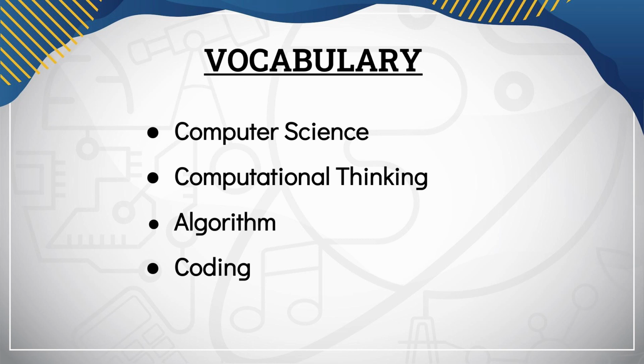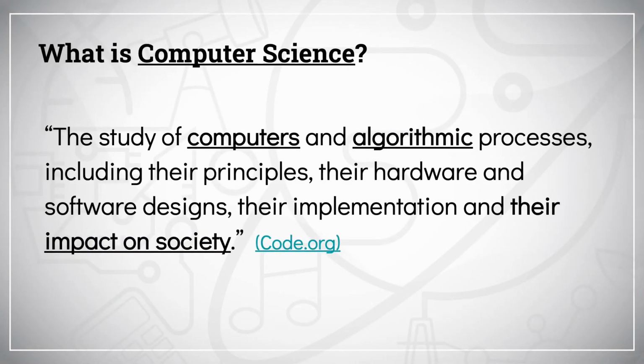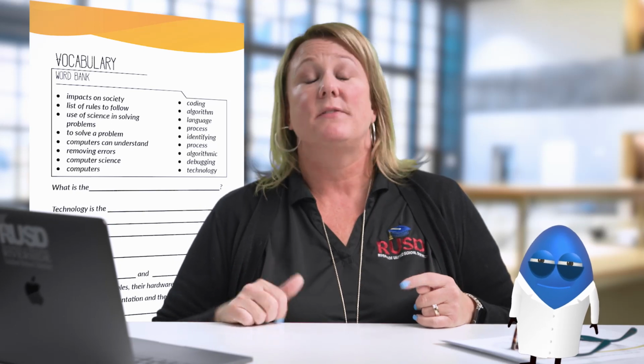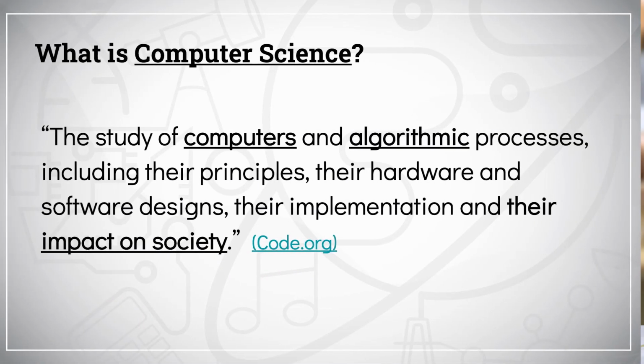Let's begin by defining what computer science is. What is computer science? Computer science is the study of computers and algorithm processes, including their principles, their hardware and software designs, their implementation, and their impact on society. So, as you can see, they did mention those computers that you talked about, Alexander. I would like for you to take your journals out and use the words in your word bank to help you fill in the sentence frame that defines what computer science is.